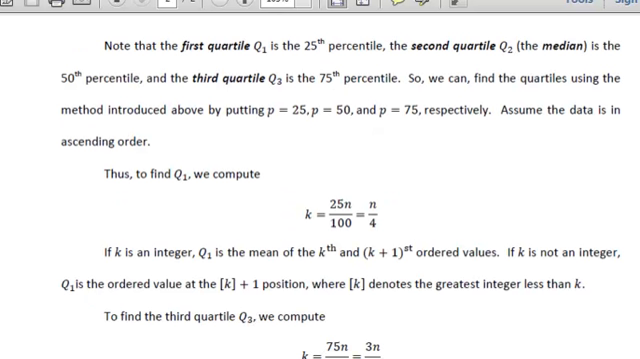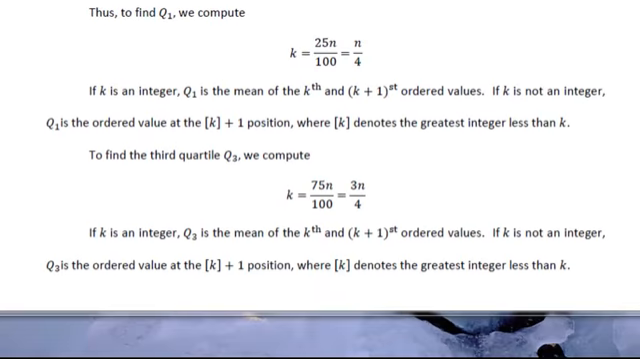So we take this general way to find percentiles and use it to find the quartiles, noting that the first quartile is just the 25th percentile and the third is just the 75th, and of course the second is the 50th. If we want to find Q1, the 25th percentile, this is the formula we would use: 25n over 100, which we could just reduce to n over 4. Now if k is an integer, then the first quartile would be the mean of the kth and the k plus 1 data values. To find the third quartile, it's 75n over 100, or 3n over 4.